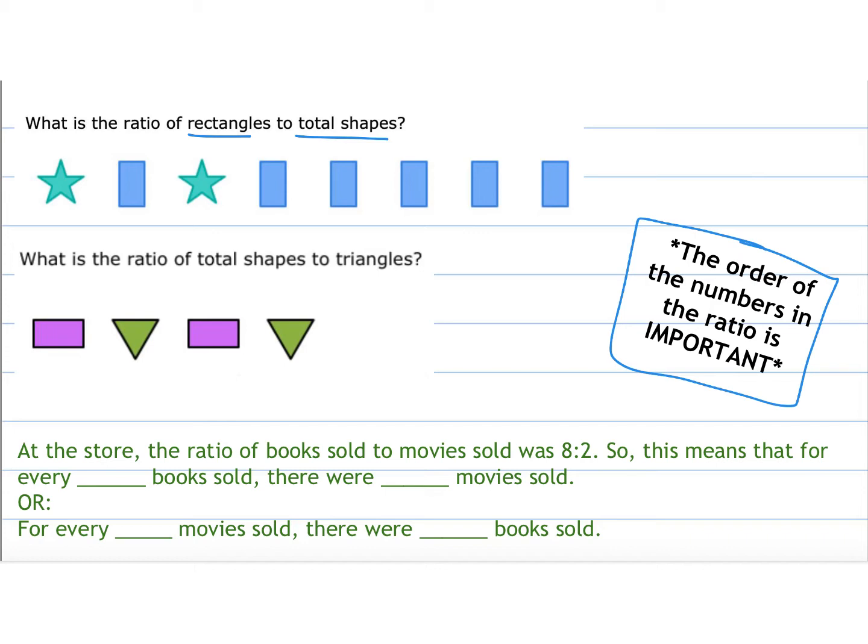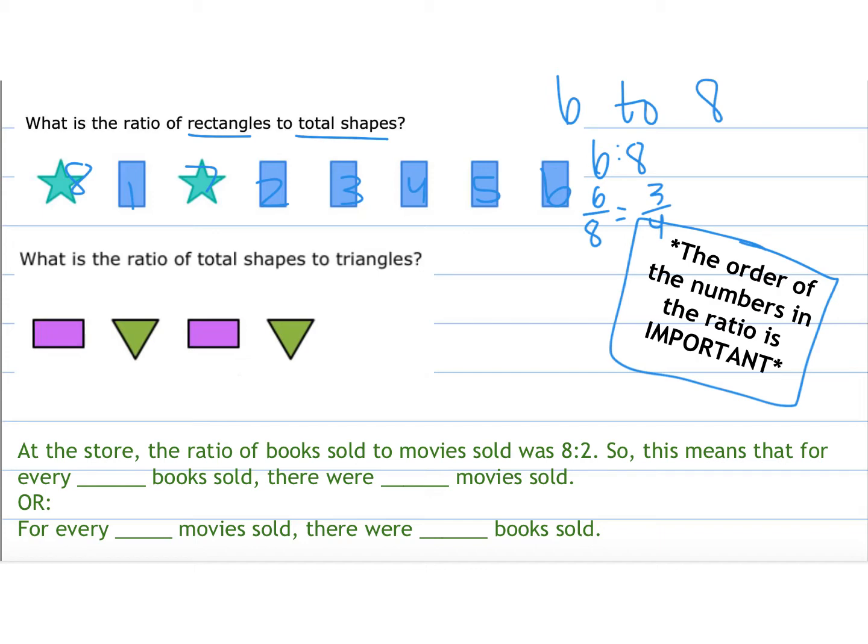So there's 1, 2, 3, 4, 5, 6 rectangles. To total shapes, there's 7, 8 total shapes. So we could write it like this, 6 to 8, and then a lot of times, again, we write it as a fraction in simplest form. Otherwise, with the colon as a fraction, which would simplify to divide them both by 2, which would be 3/4. So that means that for every 3 rectangles, there's 4 total shapes.